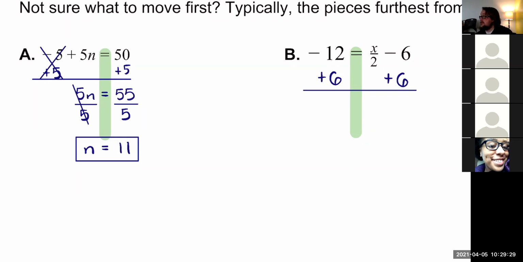That 2 is too close. I got to get everything else out of the way first. So on the left here, adding 6 to both sides, -12 plus 6 is going to give me a -6. The x divided by 2 falls down, and the -6 plus 6 is 0, which for our purposes is gone. Now what are we going to move?